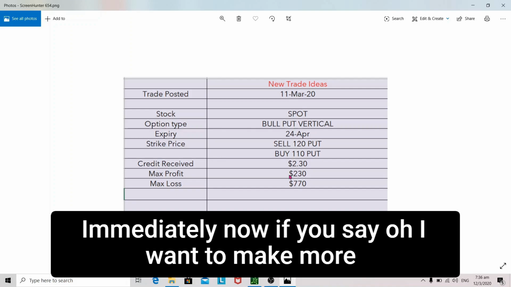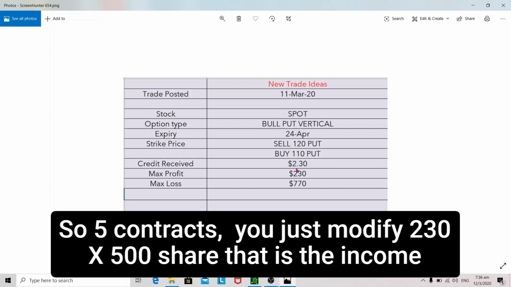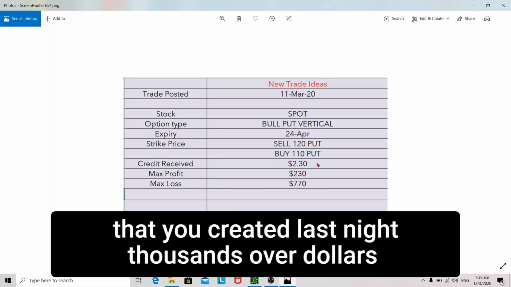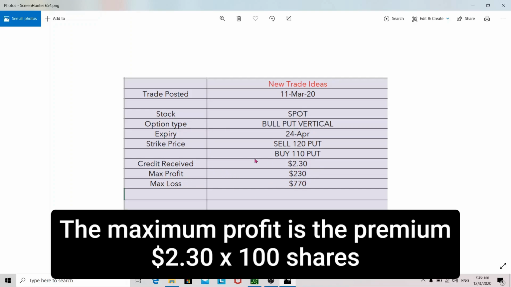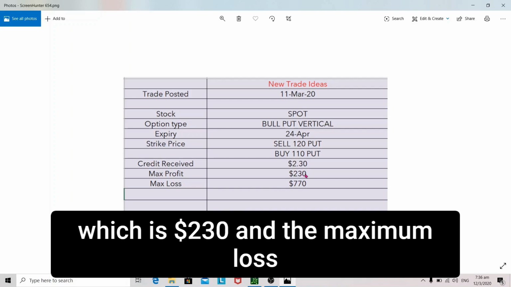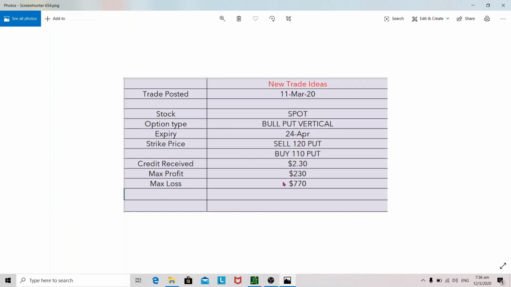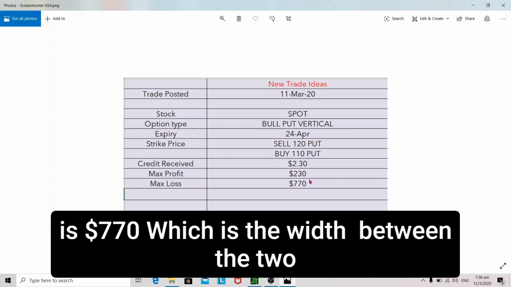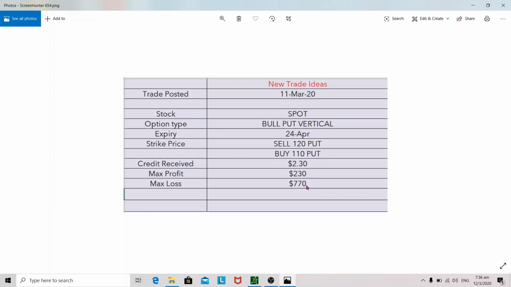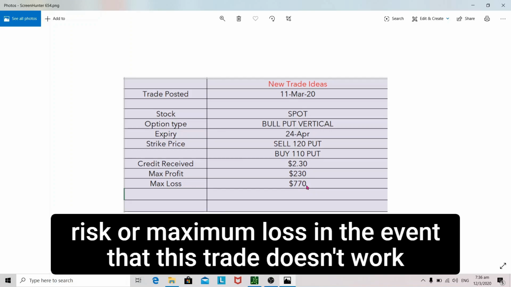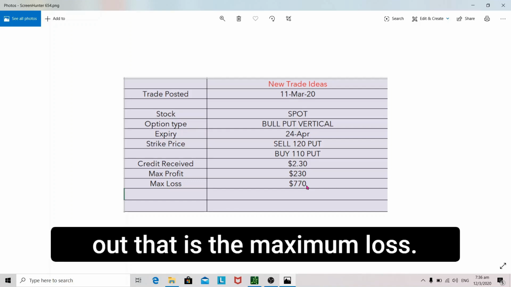Now, if you say, oh yeah, I want to make more, okay, put in 5 contracts. So 5 contracts, you just multiply 230 by 5, or $2.30 by 500 shares. That is the income that you created last night, $1,150. Then for a credit spread, the maximum profit is the premium, $2.30 multiplied by 100 shares, which is 230. And the maximum loss is 770, which is the width between the two strikes less the 230. So that is our maximum risk or maximum loss in the event that this trade doesn't work out.